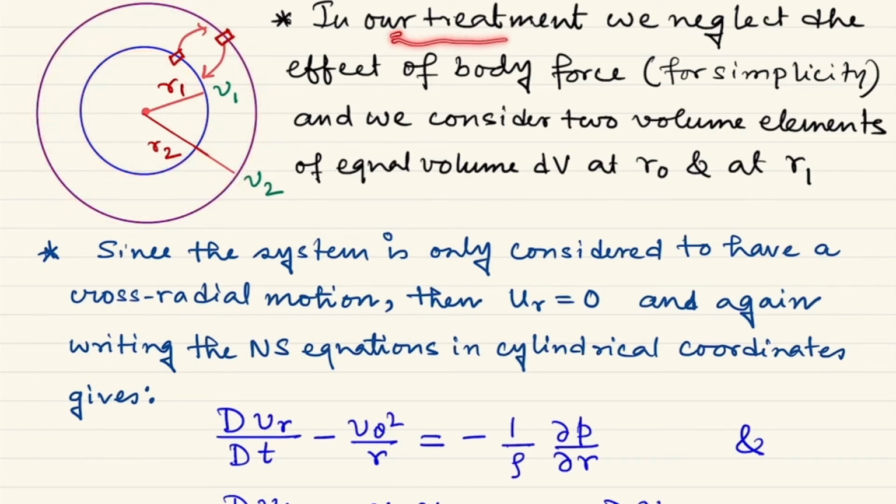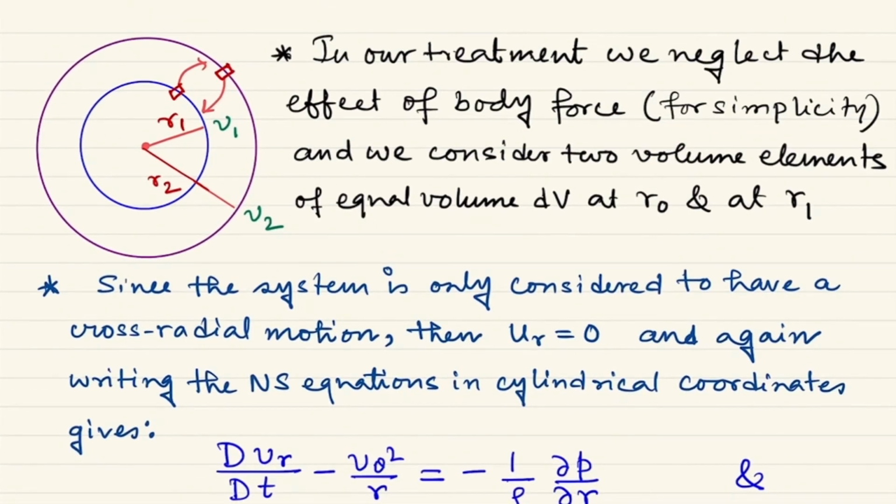Now, in our treatment, here we neglect the effect of body force, that is the gravity, for the sake of simplicity. And one interesting study can be done to see what effect gravity gives. Okay, so anyways, we now consider two volume elements of equal volume, that means dv and dv, at R1 and at R2. I'm extremely sorry, at R1 and at R2.